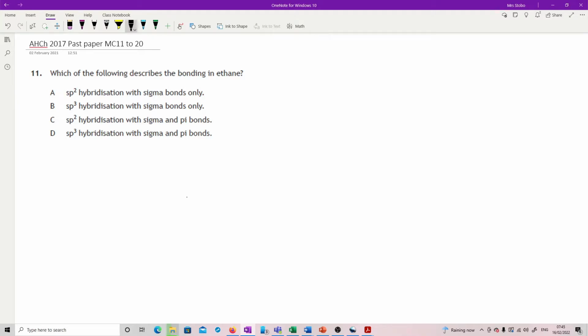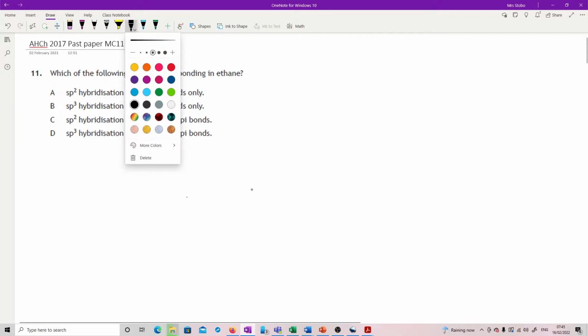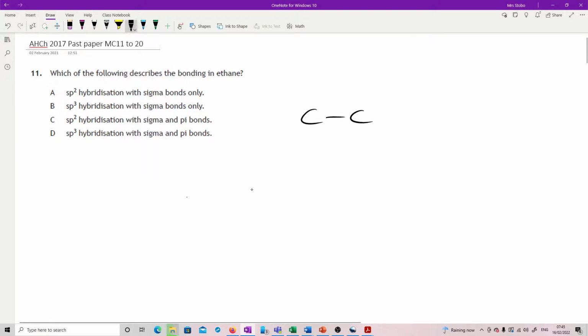Okay, second half of, or second third of the 2017 paper. Which of the following describes the bonding in ethane? Okay, it's pretty much a straight recall. Ethane.